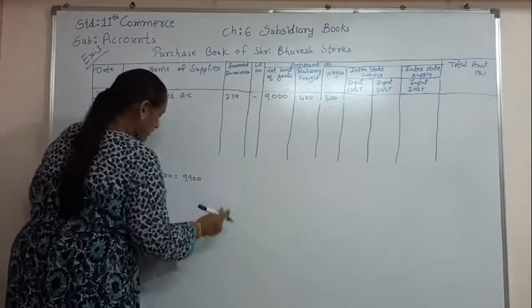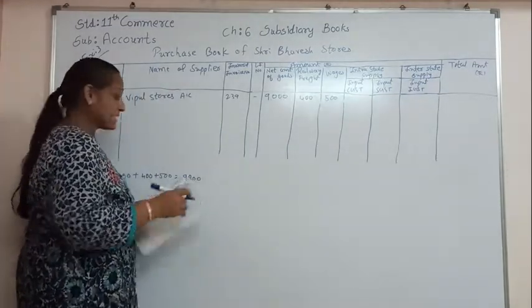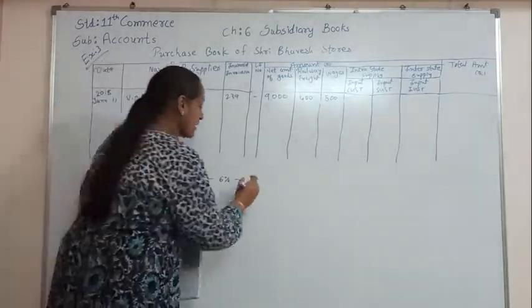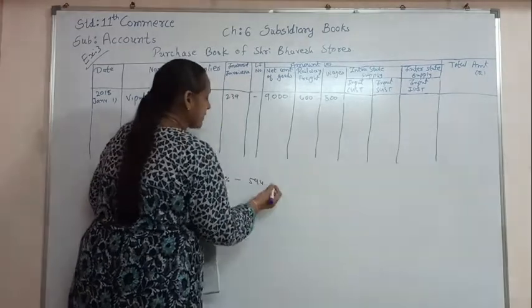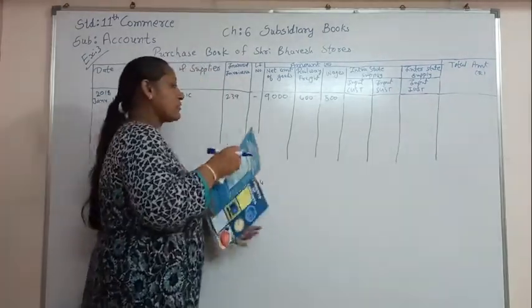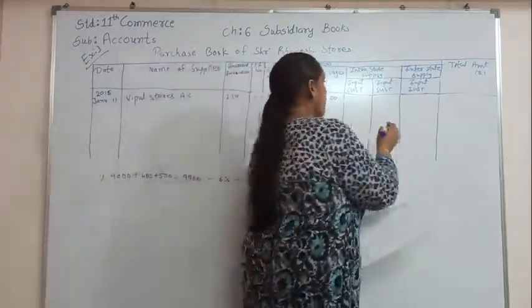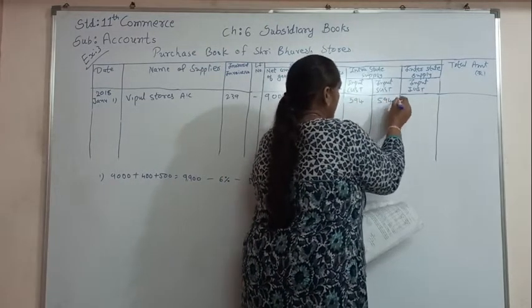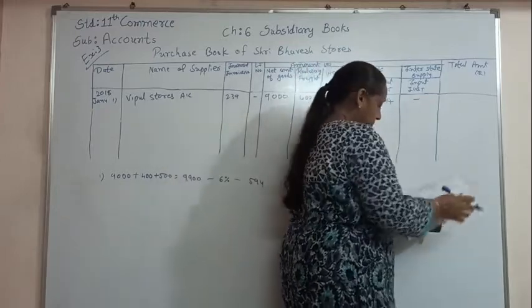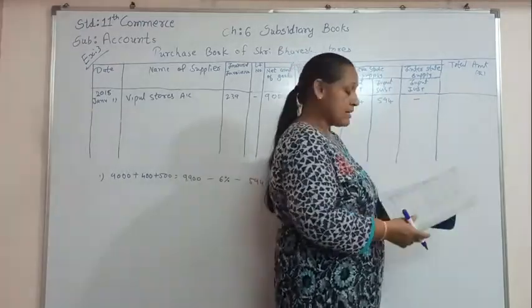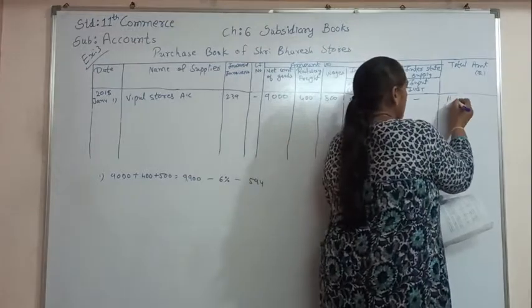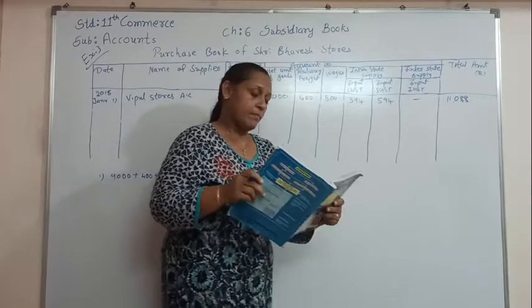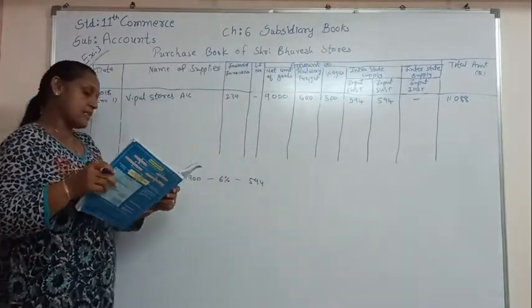And on that we have to find out CGST and SGST at the rate of 6%. And that will be 594. Both will be 594. So here we are going to write down 594, 594. And here IGST will not be applied, and the total amount of the bill will be 11,088. So this is the total amount of the bill. So this is our transaction number 1.